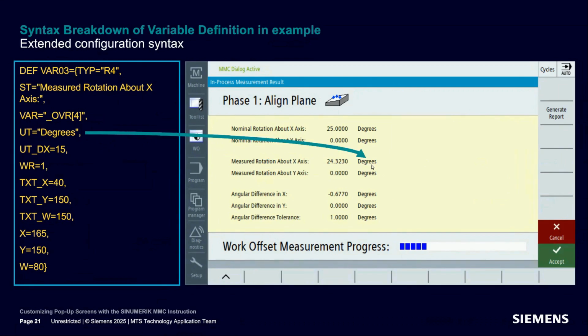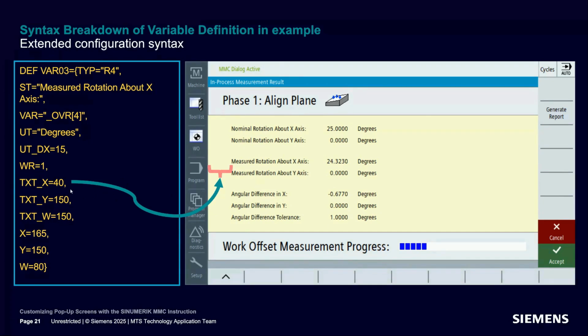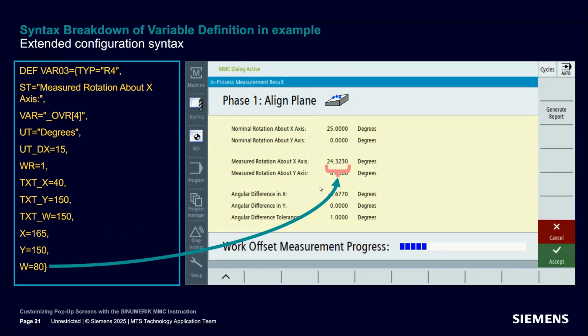Next, we'll look at the unit text. Here is just a text field. I put in degrees. We are able to specify an offset in pixels between our unit text and the variable display, in this case 15 pixels. We have an offset of our short text from the left in X, which is 40 pixels, offset in Y, a width. We have next specification of where our actual variable appears. Here we have X, Y, and again the width.